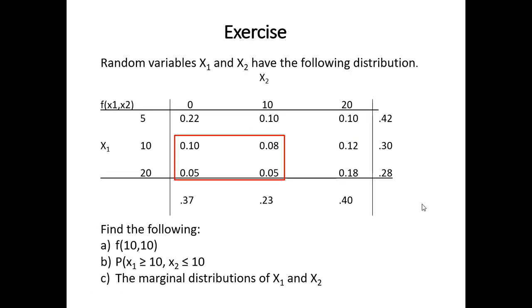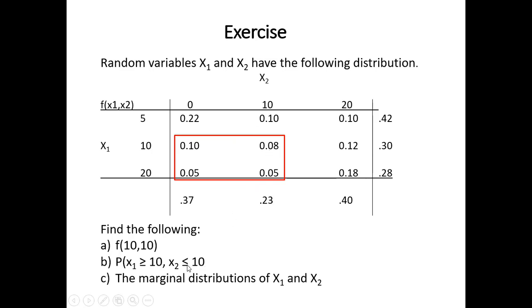So here's an exercise. Suppose we have random variables x1 and x2, and you have this distribution in here. We know x1 can take on the values 5, 10, 20, x2 can take on 0, 10, 20, and here's our joint probability distribution. So now we're asked some basic questions. Find the probability x1 is 10 and x2 is 10. So 10, 10. The answer to that would be 0.08.